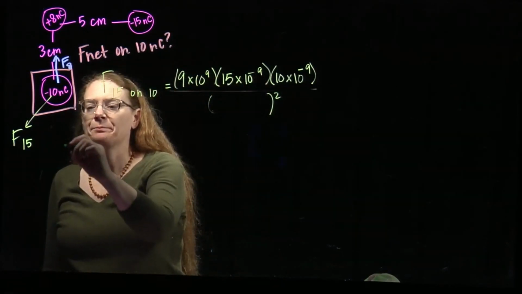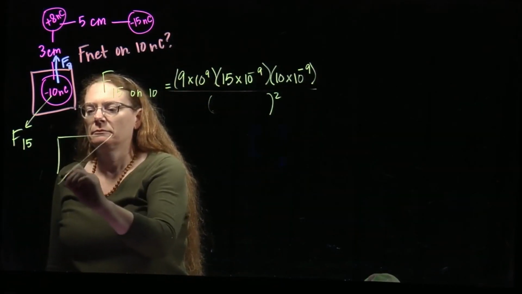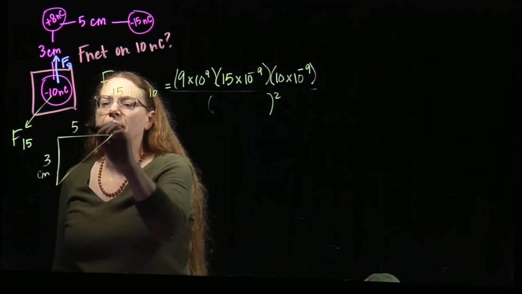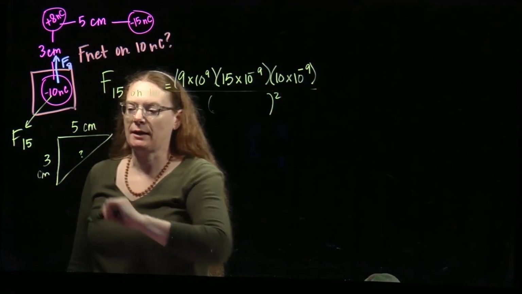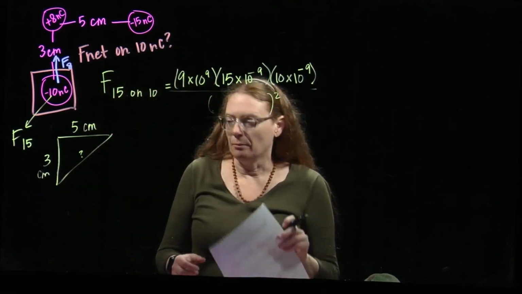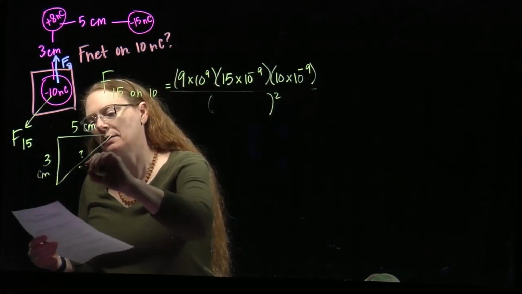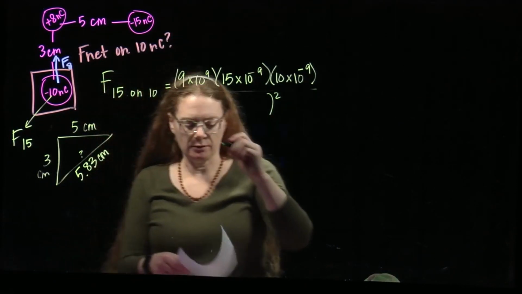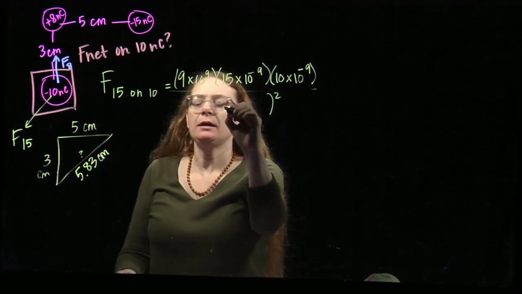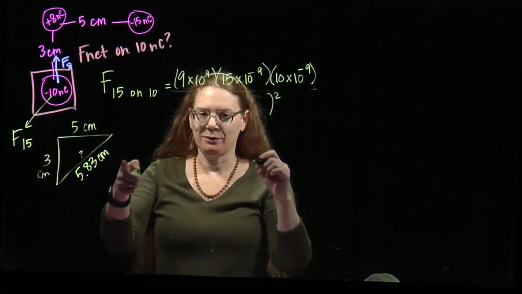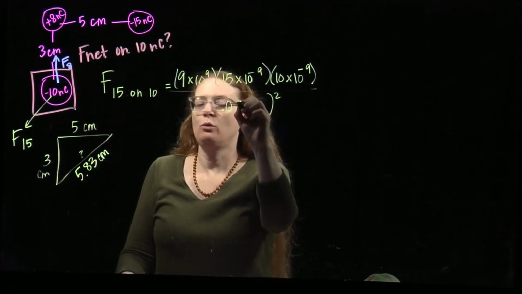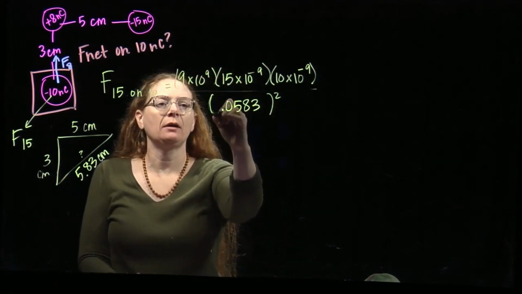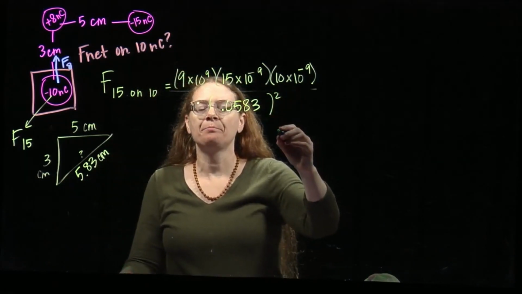Okay, well, fine. I have a triangle, and I've got 3 centimeters, I've got 5 centimeters, and I want to know what this side is. Pythagorean theorem tells me that this is 5.83 centimeters. Okay, so I'm going to dump that in here. Centimeters, convert to meters: 0.0583, and then don't forget r squared in the bottom.